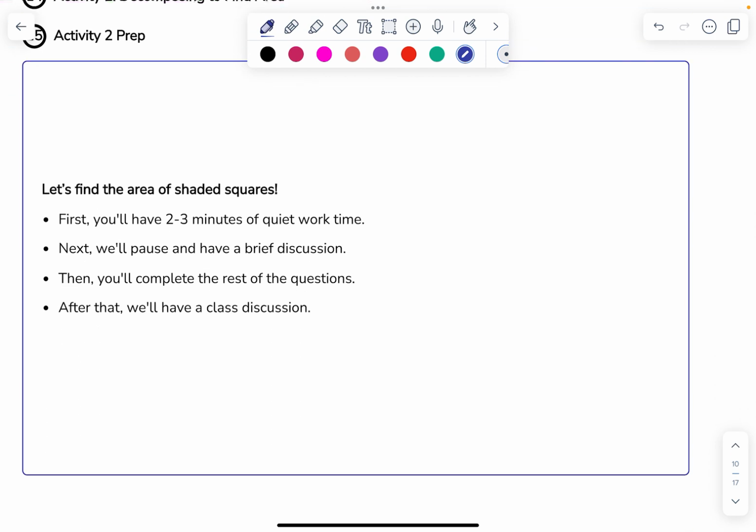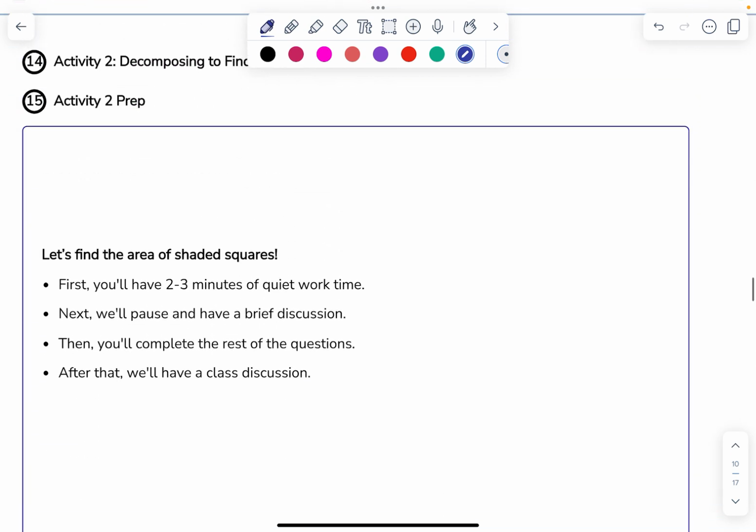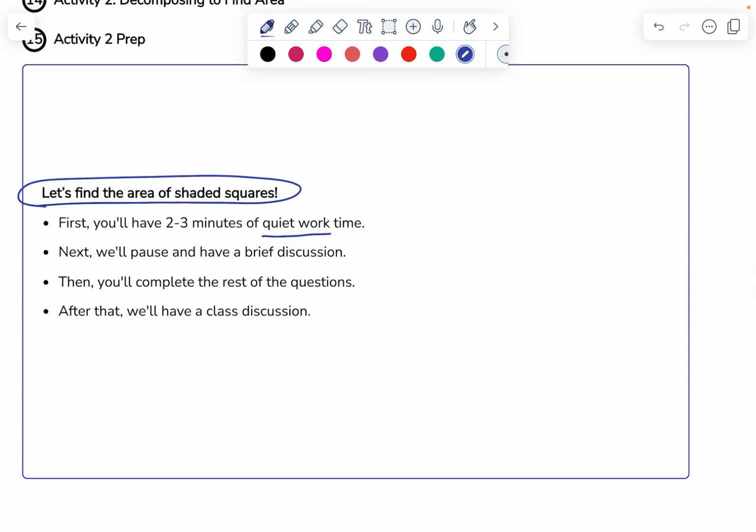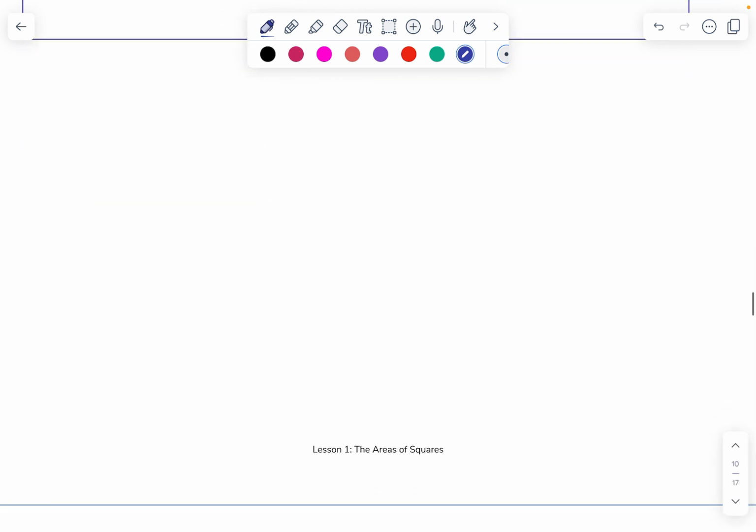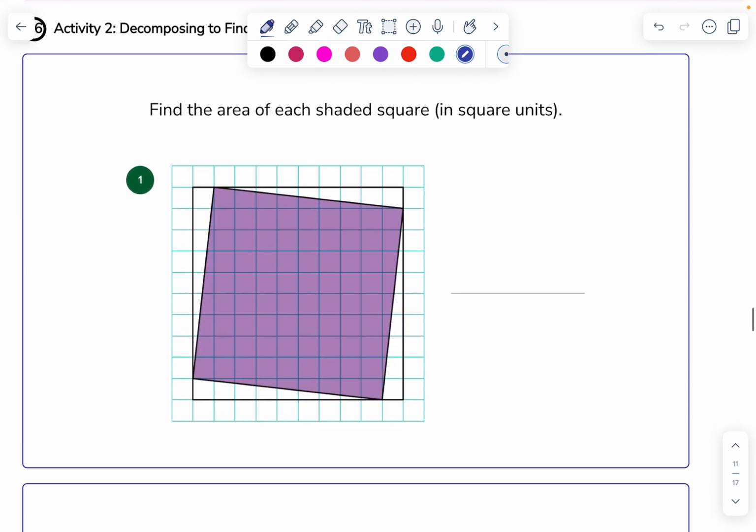Activity 2. In this activity, we're going to find the area of shaded squares. First, you're going to work on your own. Well, you are working on your own because you're watching this video. So, we're going to find the area of the shaded square in squared units.